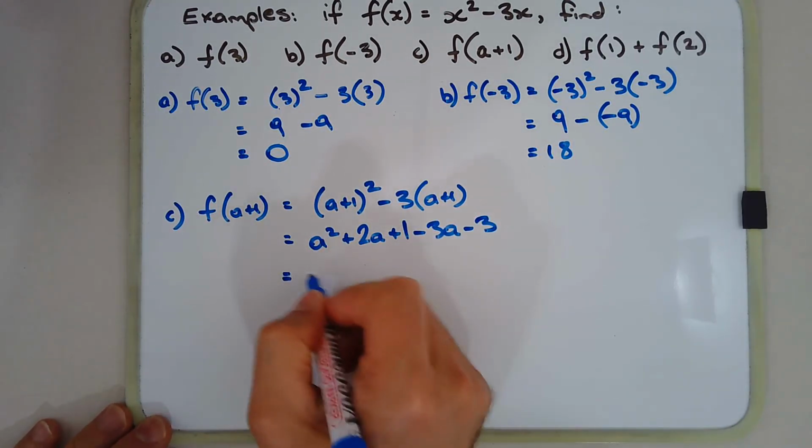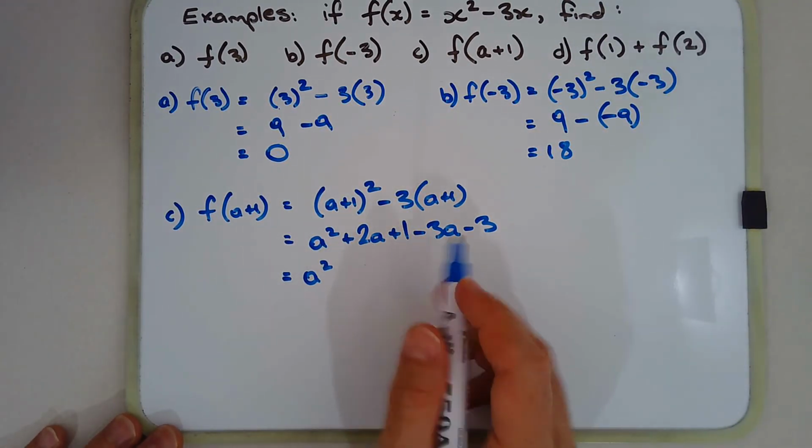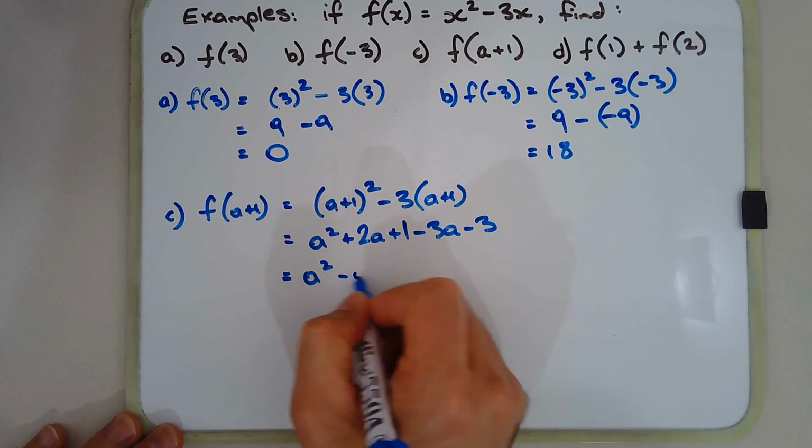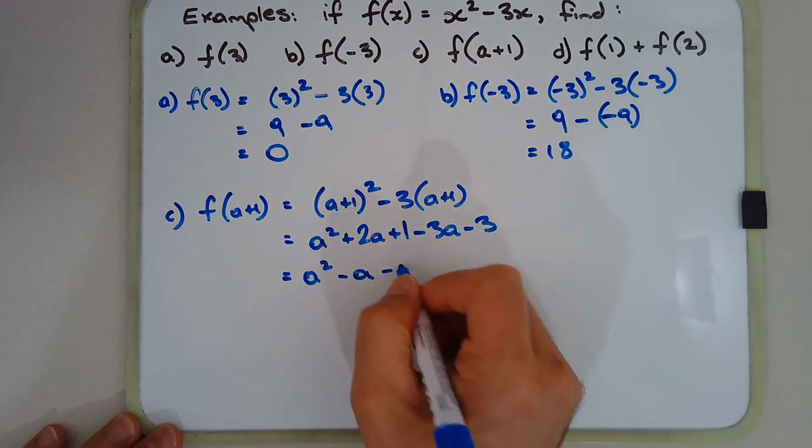Okay, collect the like terms. So we've got a squared. You've got positive 2a minus 3a is minus a. And we've got positive 1 minus 3. So that's going to be minus 2, or -2.